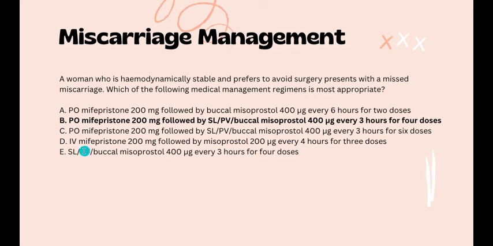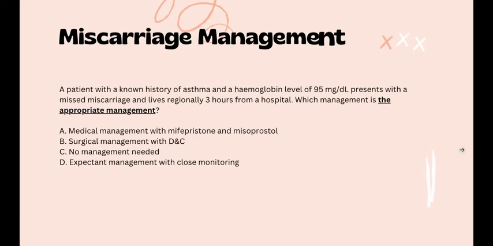Some of the other options are not relevant because they don't include misoprostol. Some of them have IV, which is not the given route. And this one here is incorrect because it's 6 doses. So the main things here are mifepristone is given beforehand, and in addition, misoprostol is given for 4 doses as well. Okay, let's do another question.